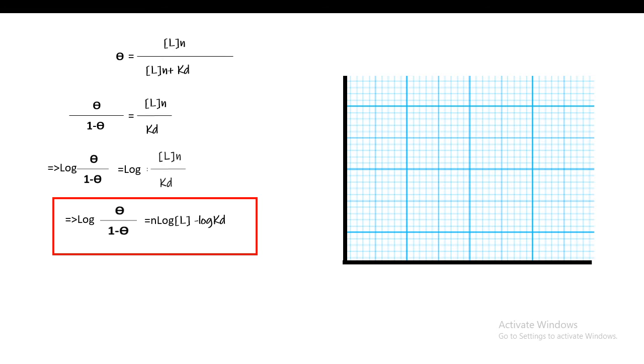In a graph, it would look something like this. So here in the y-axis, you have log theta by 1 minus theta, which is also known as binding fraction or percent saturation, and the log of ligand concentration is given in the x-axis. So you can think, if we talk about hemoglobin, it would be partial pressure in case of the concentration. So the curve looks like this.